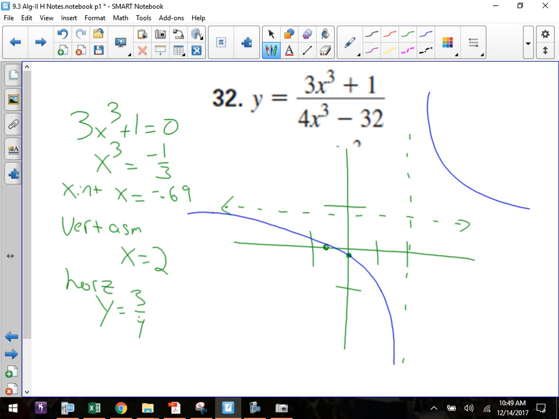At this point, I would pick 1, I would pick -1, maybe -2, and then I would pick 3 and 4 in the column. And just substitute it. All right? Yes, ma'am.